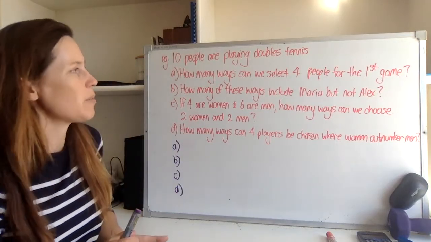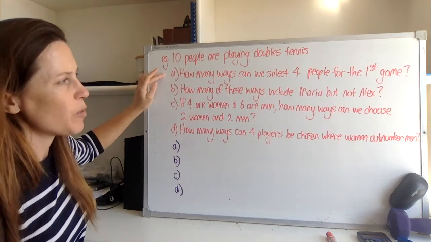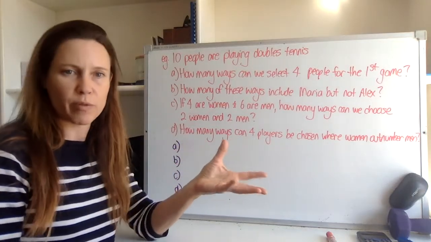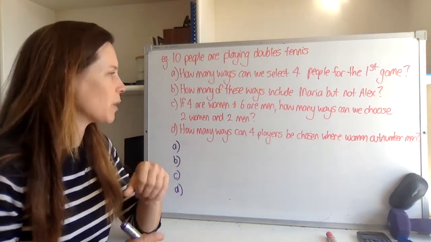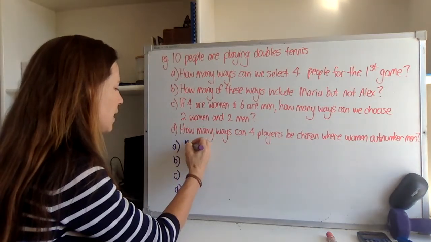10 people are playing doubles tennis. How many ways can we select 4 people for the first game? Now, we're not selecting these people in order, we just want 4 people. We'll sort out who's playing who after that, obviously. So, quite simple, we just need 10 choose 4.